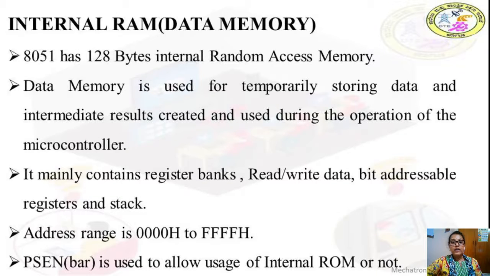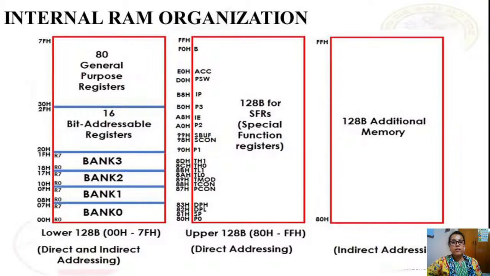Coming to internal data memory, that is the RAM. This RAM stores the temporary data and intermediate results that are generated and used during the normal operations of the microcontroller. The size is 128 bytes. It mainly consists of register banks, read-write data, bit addressable registers and stack. The address range is from 0000 to FFFFH. We will see in detail the internal memory organization, that is the internal RAM organization.